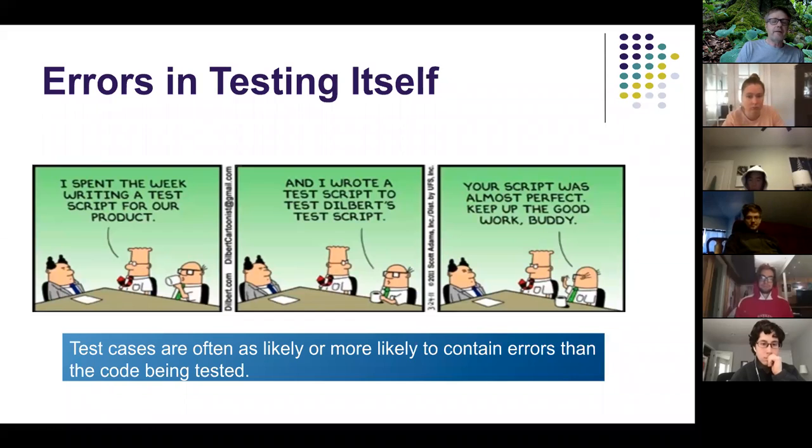So it turns out that test cases are often more likely to contain errors than the code, because frankly, when we're writing the test, we're probably not being as careful because we know it's not real code, or we don't think about it as real code. We think about it as something we're just throwing together to test something else, right?